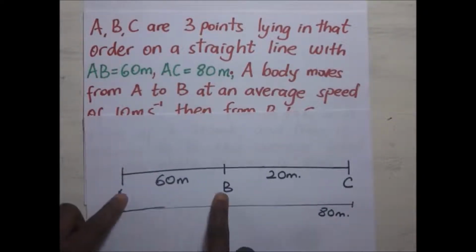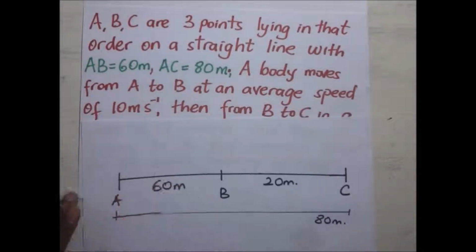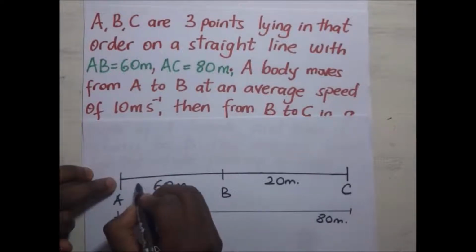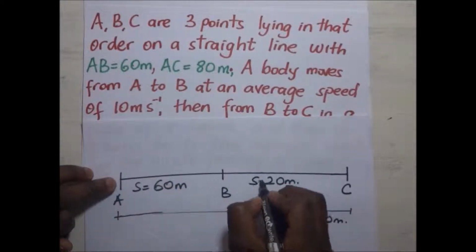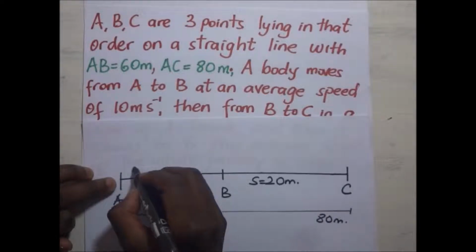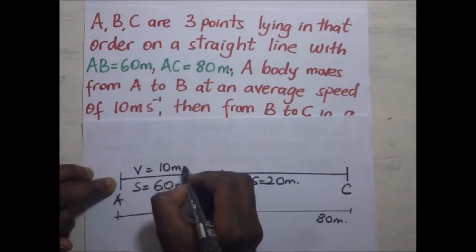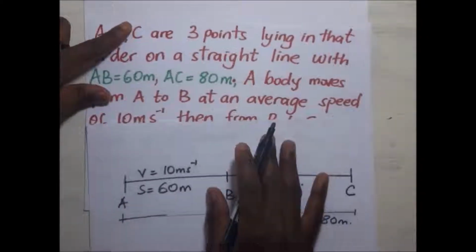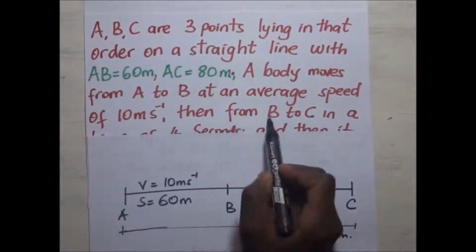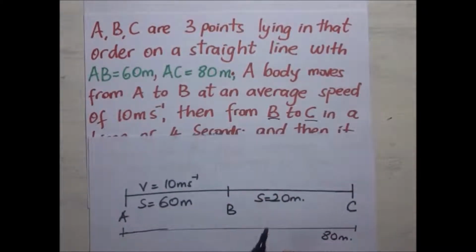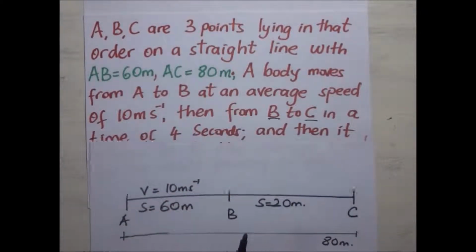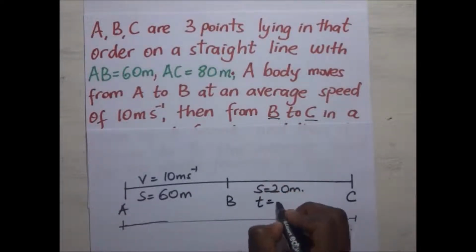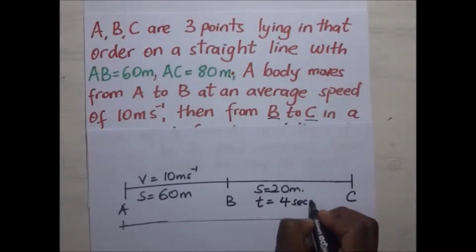A body moves from A to B at an average speed of 10 meters per second. So the body moving from here to here, this is the distance, we call it S. So it means that the average speed here is going to be 10 meters per second to move from A to B. Then this same body moves from B to C in a time of 4 seconds.